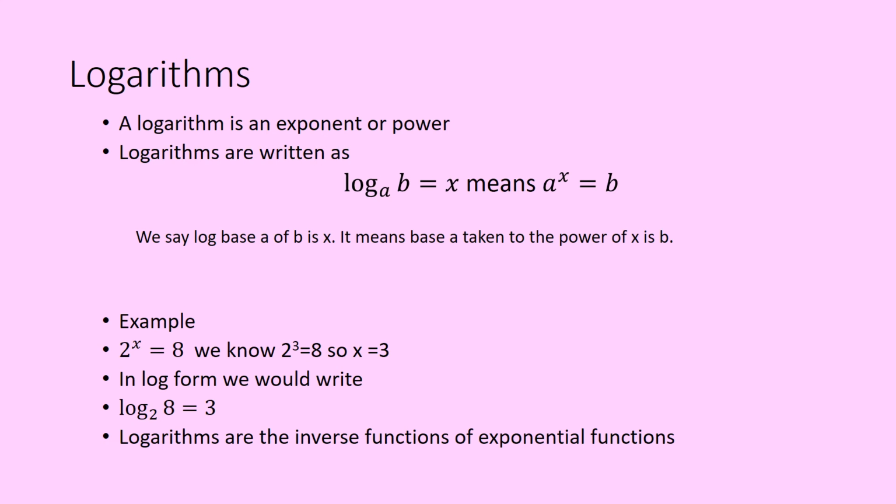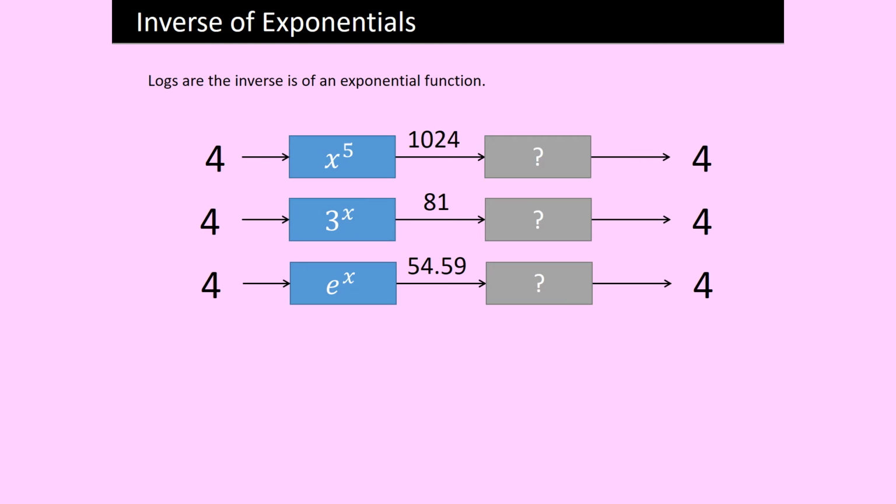Now logs or logarithms are the inverse functions of exponential functions. So if you think about it, if we start with 4 and we put it to the power of 5, we end up with 1024. To go backwards, back to 4, we need to find the fifth root. In our second example, we've got 4, and then we do 3 to the power of x, and we end up with 81. So to go back to 4, we would need to do log base 3 of x, and that would take us back to 4.